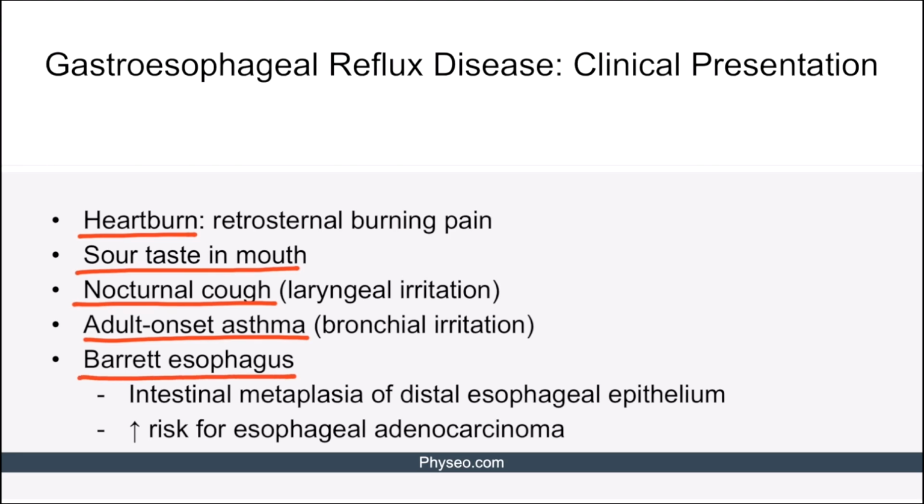Barrett esophagus is an intestinal metaplasia of distal esophageal epithelium. In other words, chronic acid exposure converts normal esophageal epithelium to simple columnar mucinous epithelium. Persistent Barrett esophagus, in turn, increases risk for esophageal adenocarcinoma.